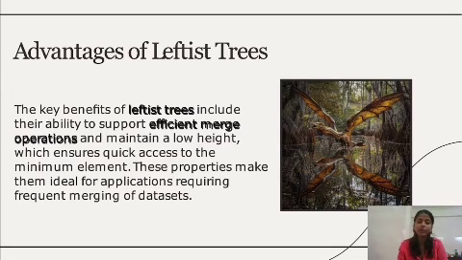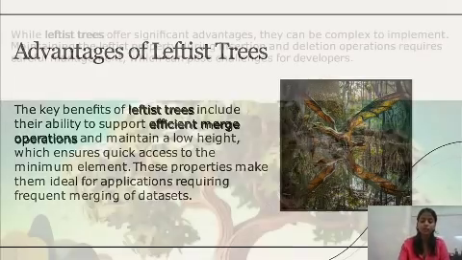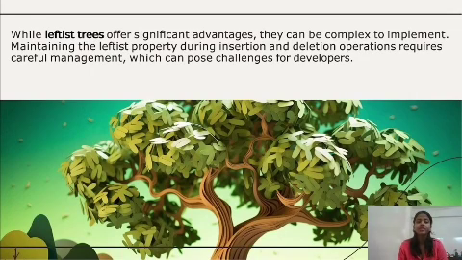Third one is deletion of the minimum element. Since the minimum element is always at the root due to the min-heap property, deleting it involves removing the root and merging its left and right subtrees. This operation also takes O(log n) time. While leftist trees offer significant advantages, they can be complex to implement. Maintaining the leftist property during insertion and deletion operations requires careful management, which can pose challenges for developers.